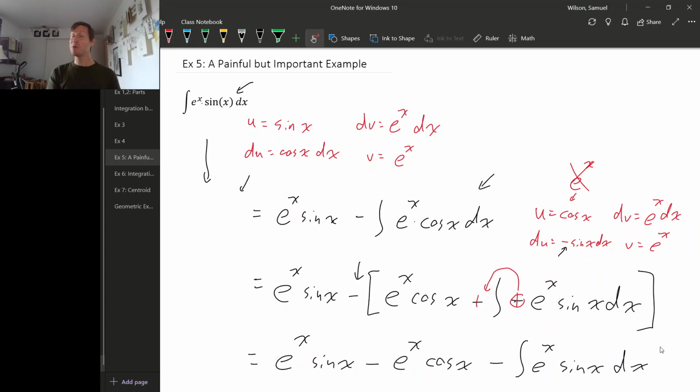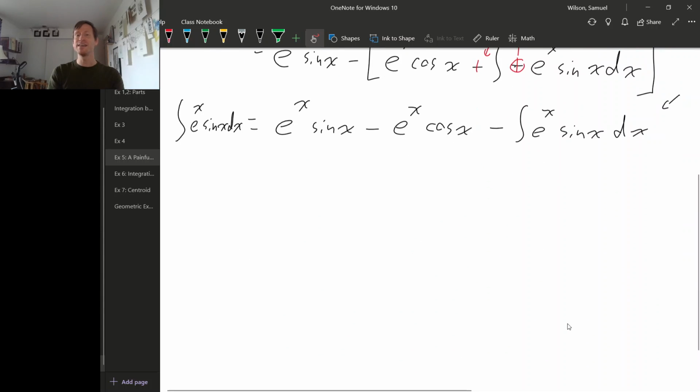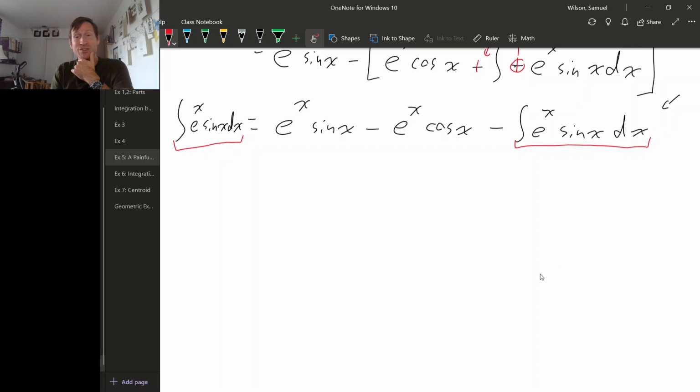Okay, now this probably seems like a giant failure because look, we haven't made any progress. We've gotten right back to the original integral, right? We started with the integral of e to the x sine x, and we did integration by parts and we got back the exact same integral. So what's the deal? Was this a big waste of time? Well, no, this wasn't a waste of time because if you look at the right-hand side, the integral that we want has a minus sign in front of it. So we could treat this unknown integral as an unknown thing and solve this equation for it.